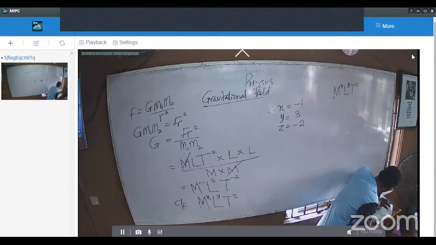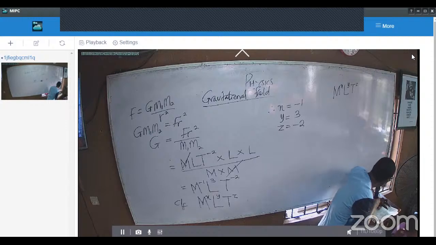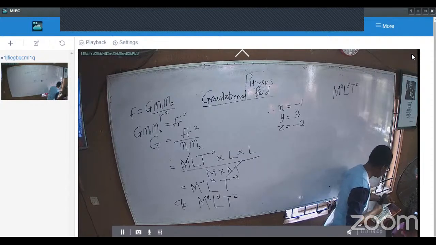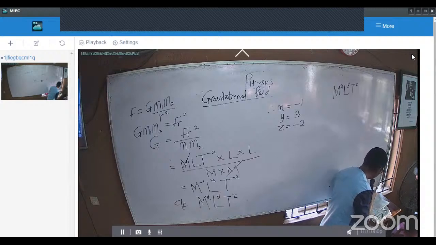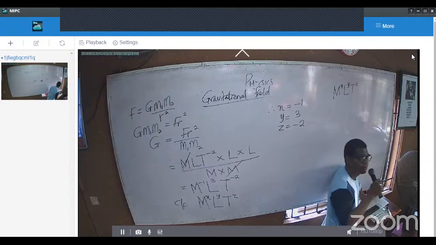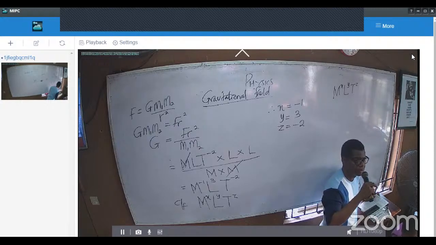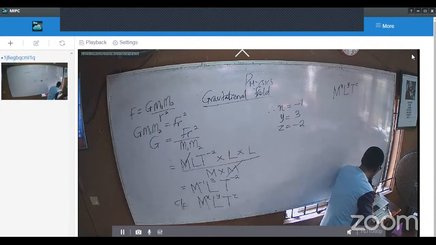In bracket, mass of the earth equals 5.98 times 10 power 24 kg, and capital G equals 6.67 times 10 power minus 11 Newton meter squared per kilogram squared. These values are too big.